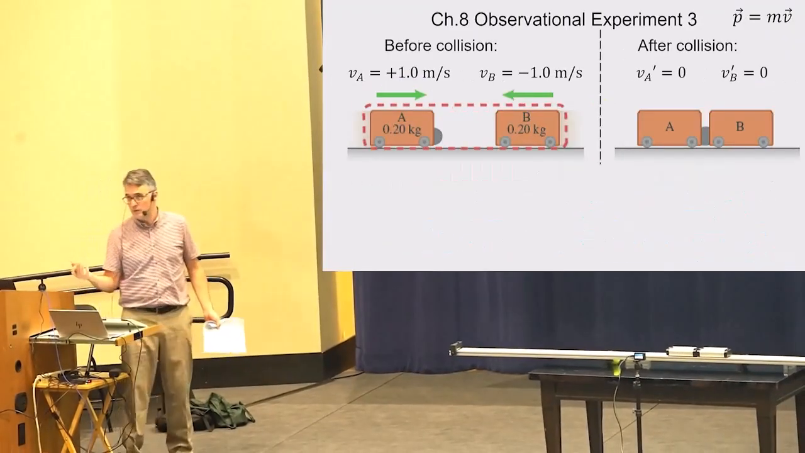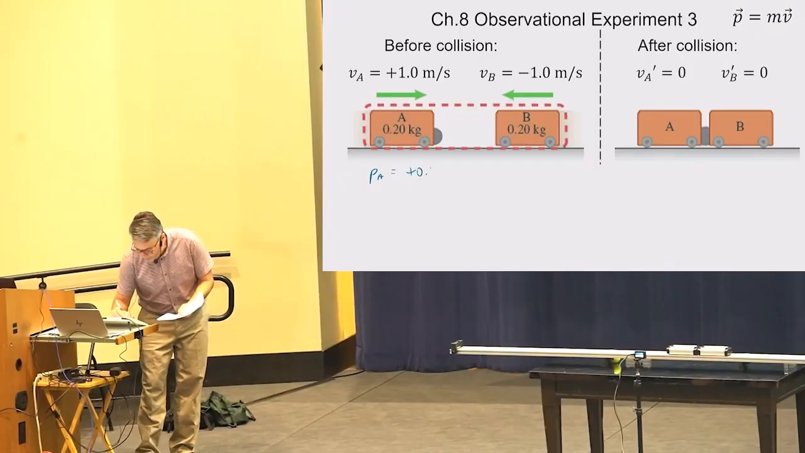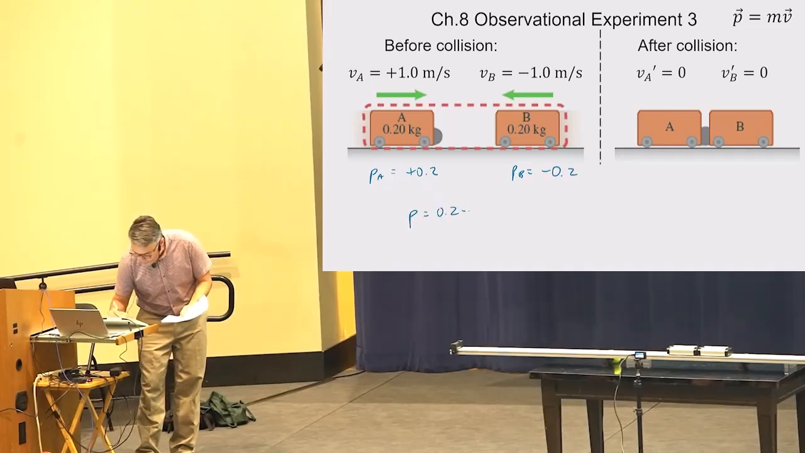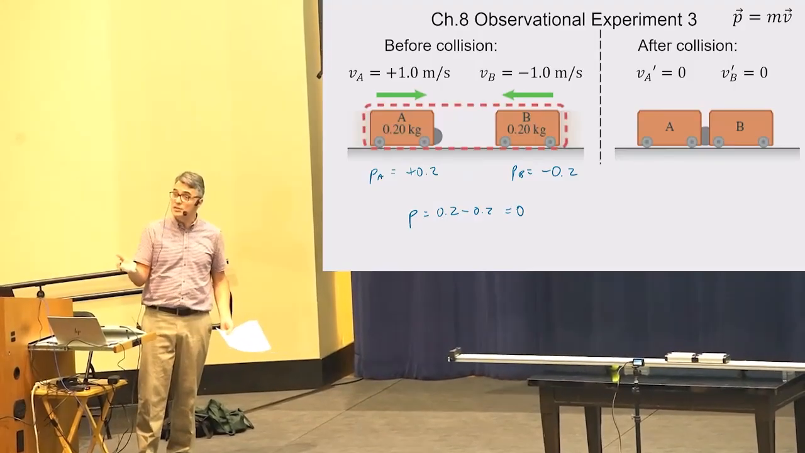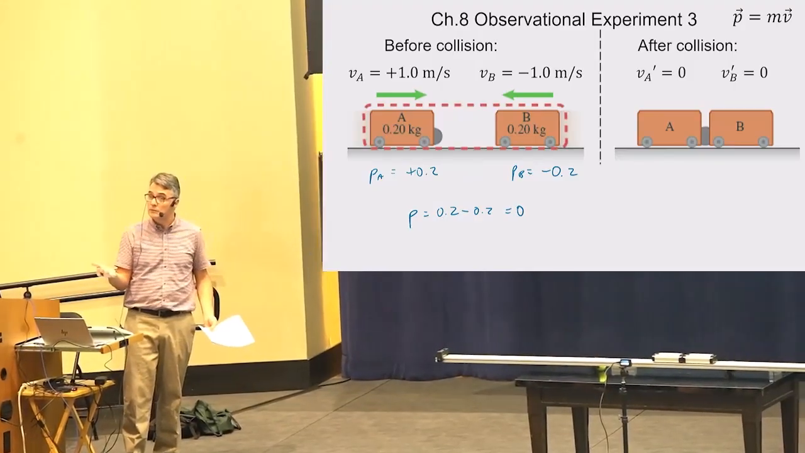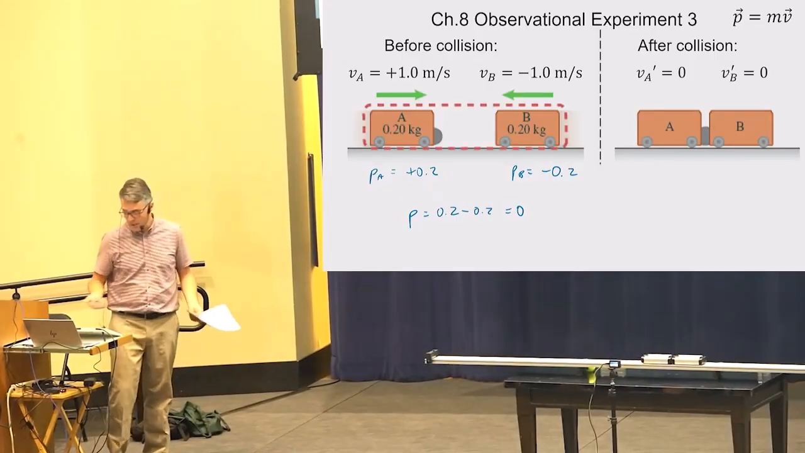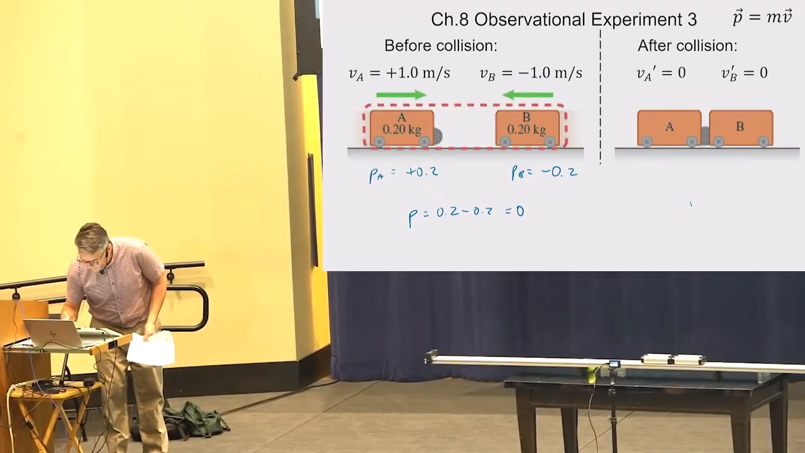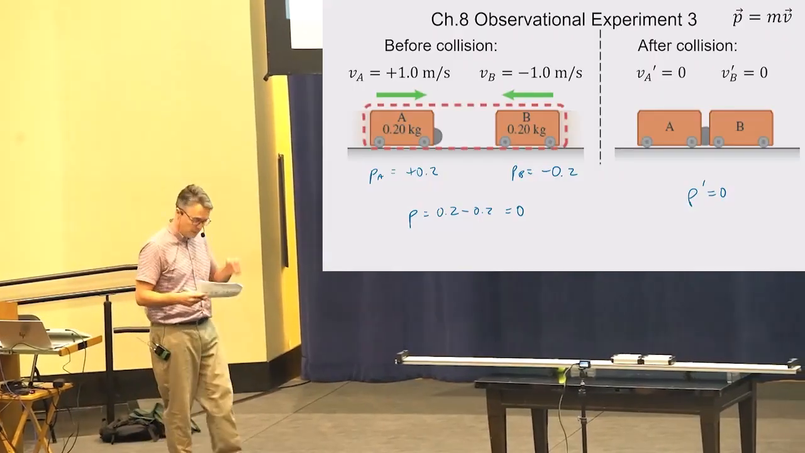Clearly, it's a vector, meaning that PA is equal to plus 0.2, and PB is equal to negative 0.2, so P is equal to 0.2 minus 0.2, which is 0. The initial momentum of this system actually is 0, because a positive momentum cancels a negative momentum. And so if they stick together, you get P final equals 0 as well. And once again, momentum is conserved in all three of these collisions.